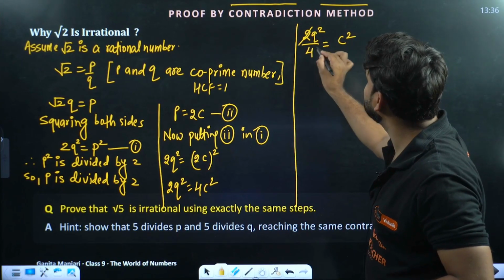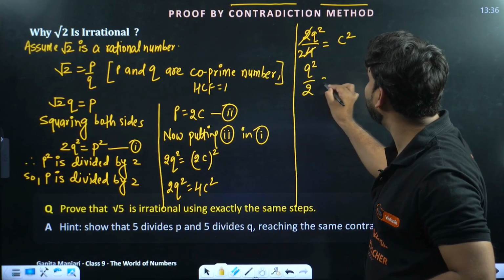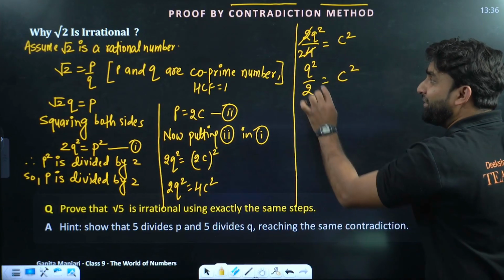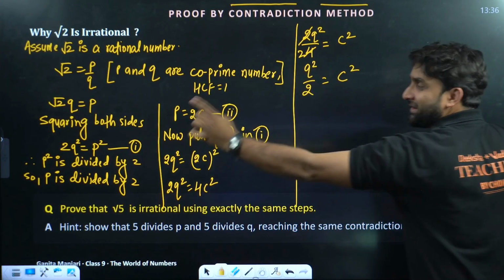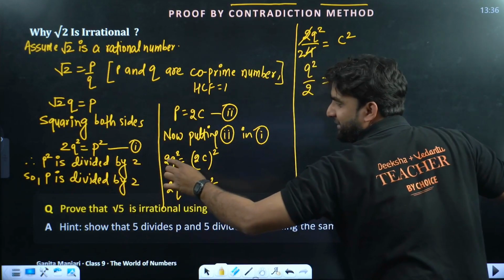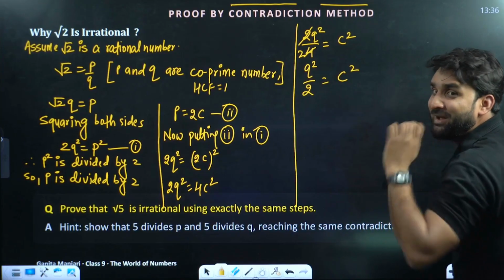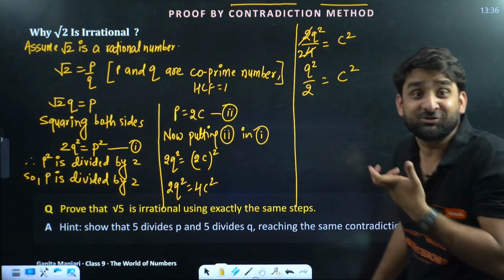Can we please cancel 2 to 4? Now can you see here? Now q square is divisible by 2. There, p is divisible by 2, p square is divisible by 2, then p is divisible by 2. Here, q square is divisible by 2, so q is divisible by 2. Oh my God. This is a contradiction.